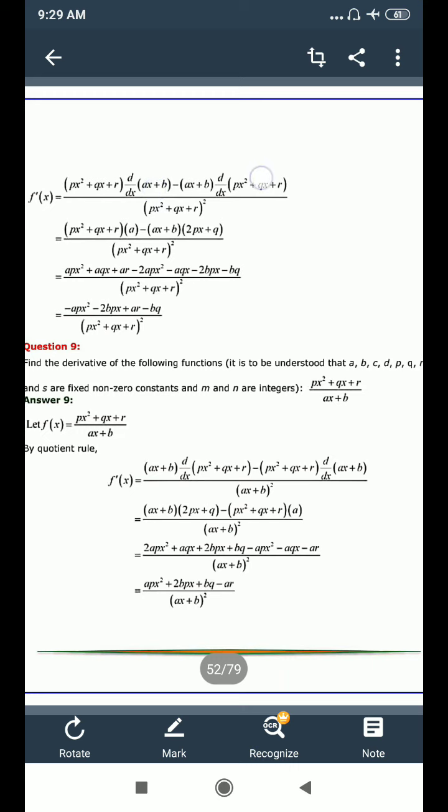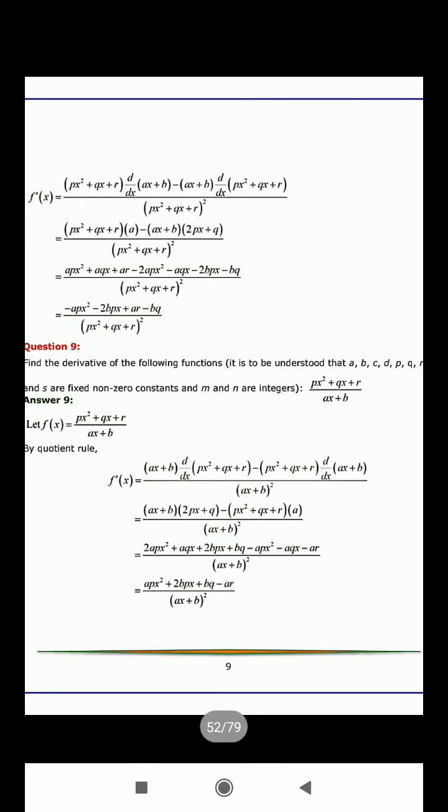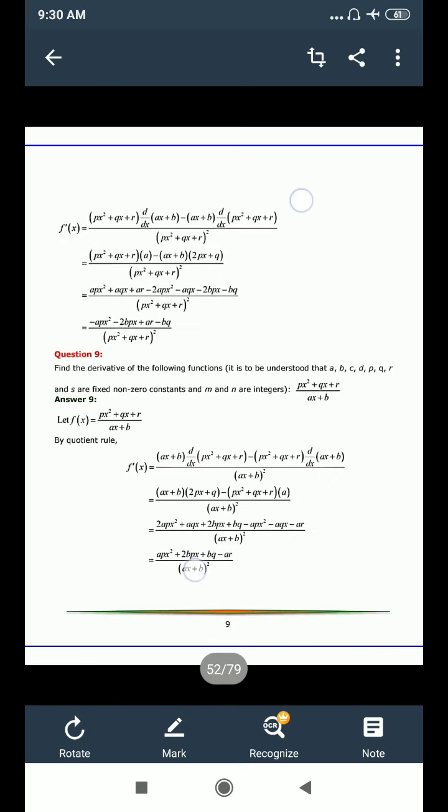Now differentiation of px square plus qx plus r. So p as it is, differentiation of x square. D over dx of x square will be 2x. So it is 2px. Q as it is, d over dx of x, that is 1. So it is q only. And d over dx of r is 0. So it is 2px plus q. Further you can solve it.